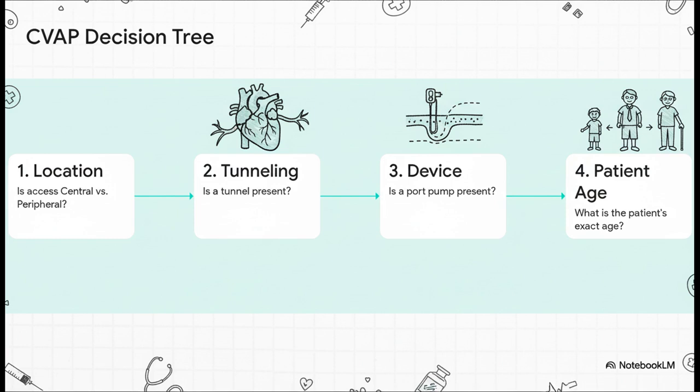To get the right code, a coder has to work through 4 questions, in order. 1. Location, central or peripheral. 2. Tunneling. Was a pathway made under the skin? 3. Device. Was a port or pump used? And finally, number 4, a patient variable, their age. Yeah, you heard that right. The patient's age can actually change the final code.